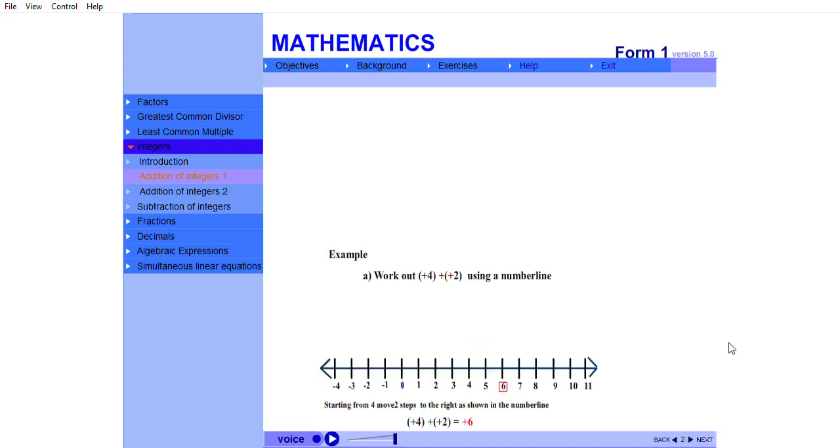Example A. Work out (+4) plus (+2) using a number line. Starting from 4, move 2 steps to the right as shown on the number line. (+4) plus (+2) is equal to +6.